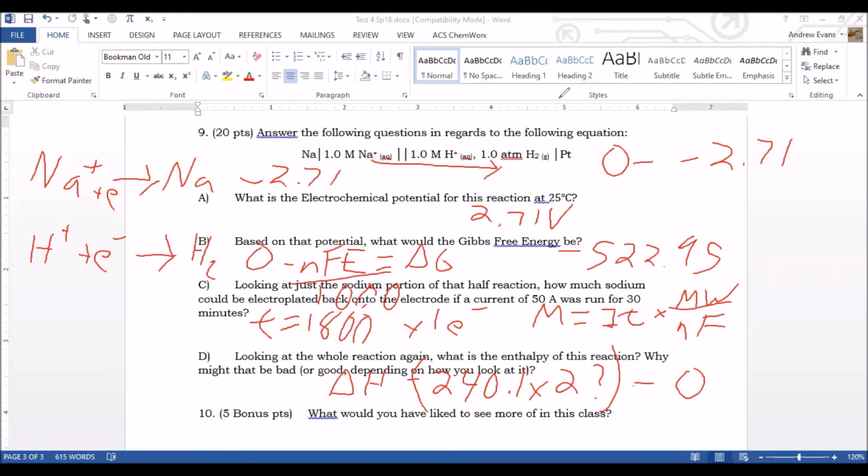So it doesn't matter what voltage it is. It only counts for time, current, and what we're electroplating. So 50 amps for 1800 seconds times the molecular weight of 23 grams per mole, divided by 1 electron, divided by 96485. You could deposit 21.45 grams in that period of time.